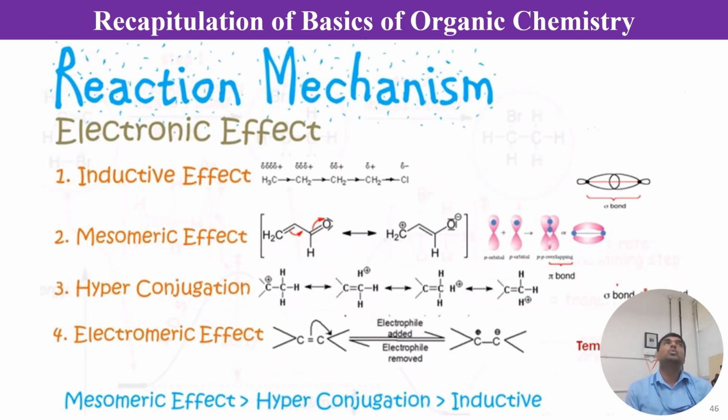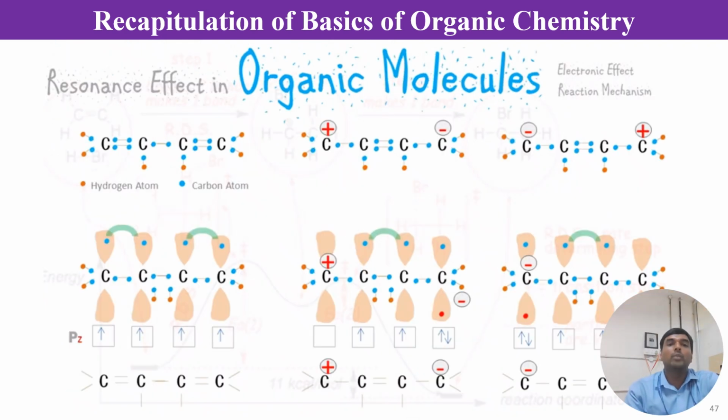Now let's move to several electronic effects. So what are electronic effects? Electronic effects are basically electron movement through a sigma or pi bond. There are several electronic effects: inductive effect, mesomeric effect, hyperconjugation effect, and electromeric effect. If we see the strength, the mesomeric effect is the strongest, then hyperconjugation, then the inductive effect. So let me talk about them one by one.